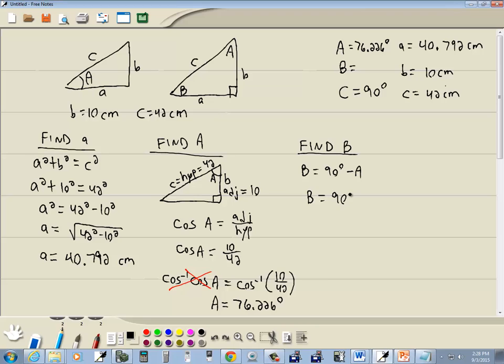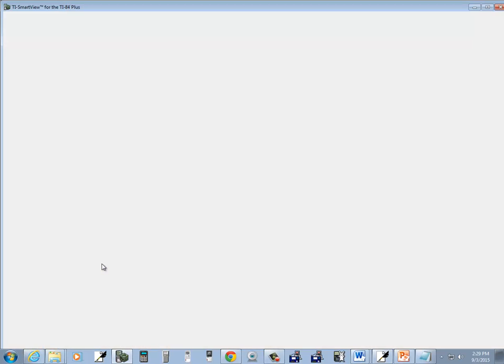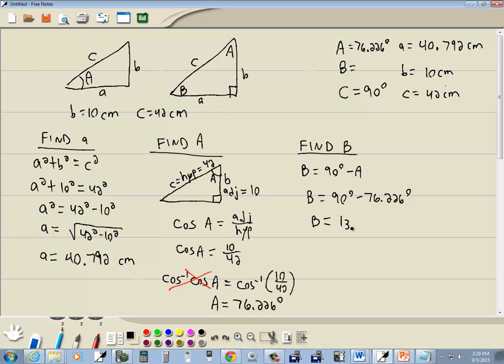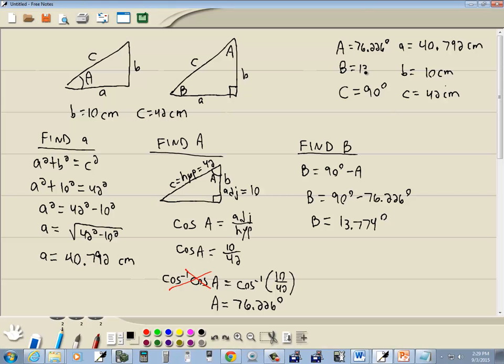So I got B is equal to 90 minus 76.226 degrees. So 90 minus 76.226, enter, gives us 13.774 degrees. So this would be 13.774 degrees. And this would be our answer. Solving the right triangle is finding all the angles and sides.